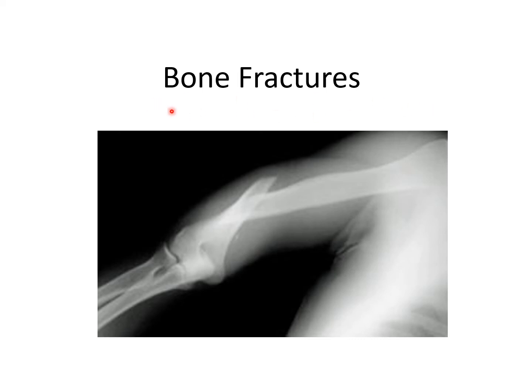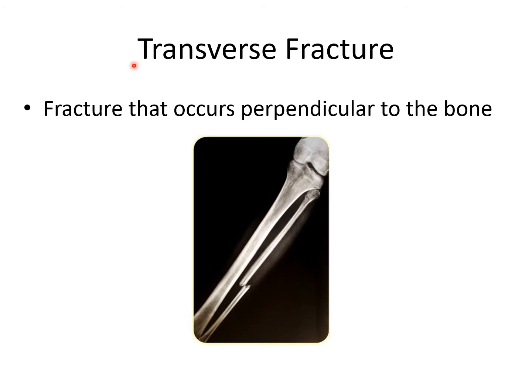Here's a very short lesson on bone fracture types as viewed in X-ray images. First we have the transverse fracture. Transverse means across, so this is a fracture that occurs perpendicular to the bone. It's just a break straight clean across the bone. Here we have an example of a transverse fracture that has occurred in the fibula of the lower leg.